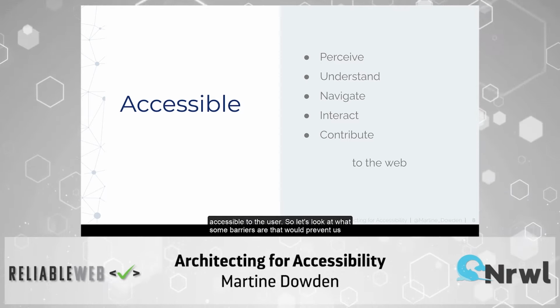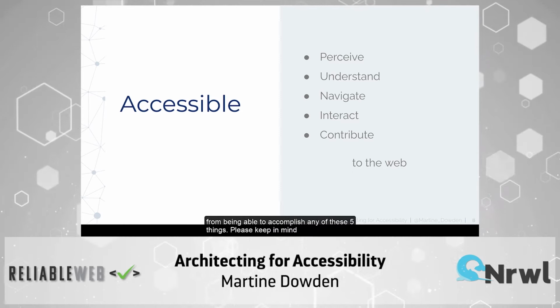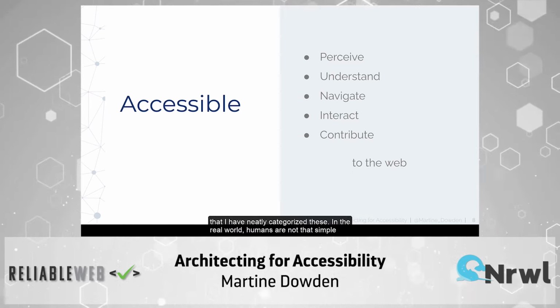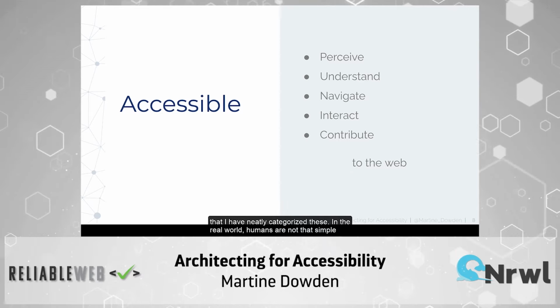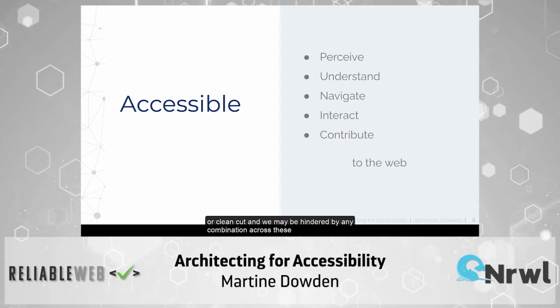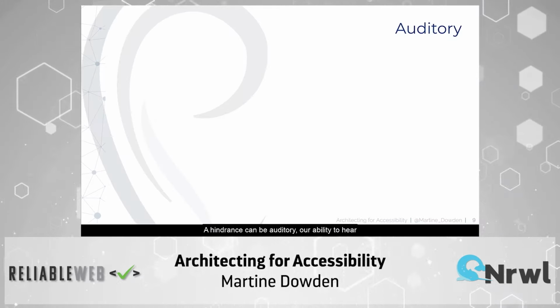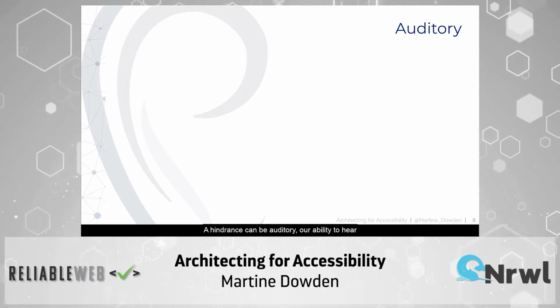So let's look at what some barriers are that would prevent us from being able to accomplish any of these 5 things. Please keep in mind that I've neatly categorized these. In the real world, humans are not that simple or clean cut, and we may be hindered by any combination across these categories. Hindrance can be auditory, our ability to hear.